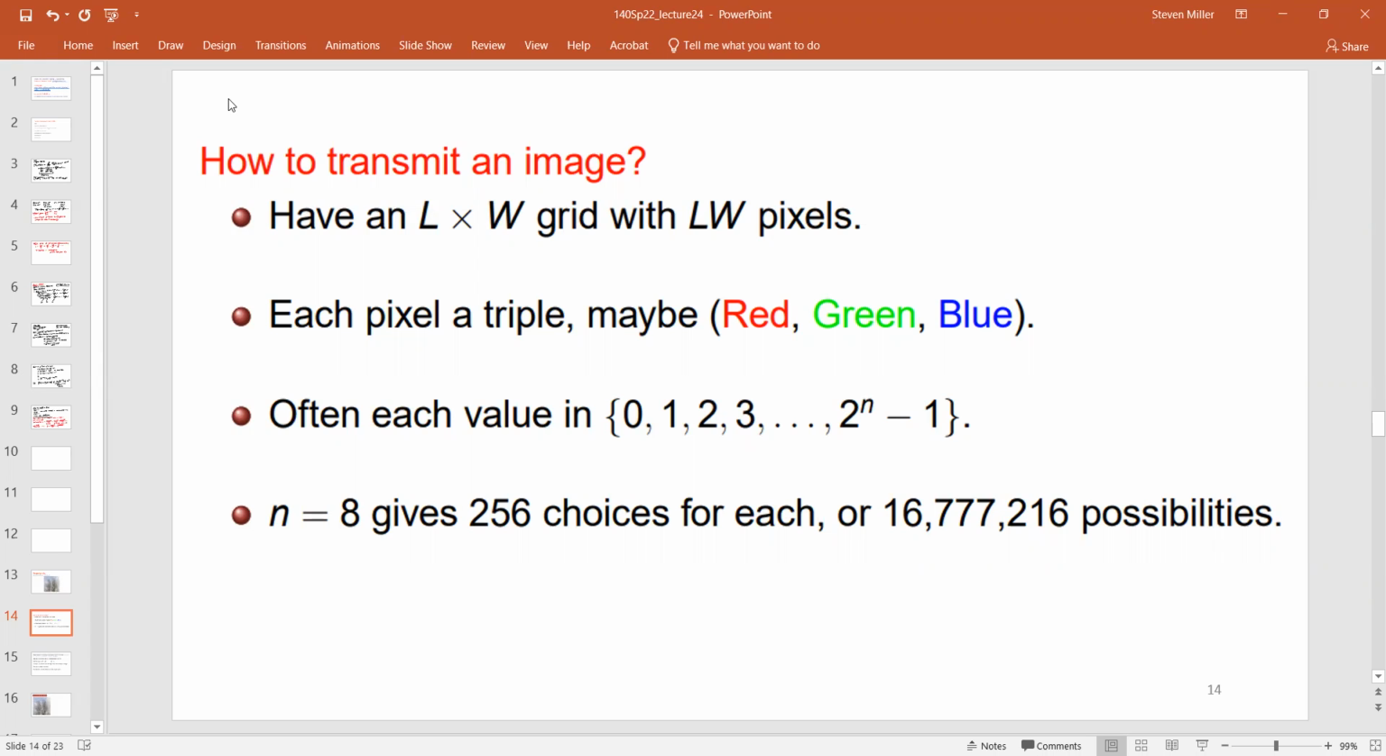Who's reconstructing the image? The computer. The computer loves binary: on, off, yes, no, true, false. Computers love to work in base 2, so we'll do things in base 2 instead of base 10. If we take n equals 8, we're writing numbers from 0 to 255. Is anybody comfortable with writing numbers in base 2 rather than base 10?